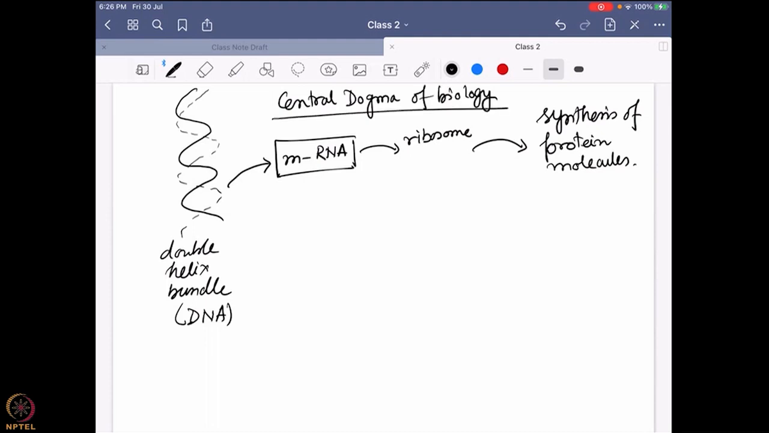Now think about that, because we are chemists, we are not biologists, so we want to understand how it is actually happening there. Is the DNA going to open up and interact with the mRNA all the time, or does it open up only under certain conditions? The answer is, it opens up only under particular conditions.